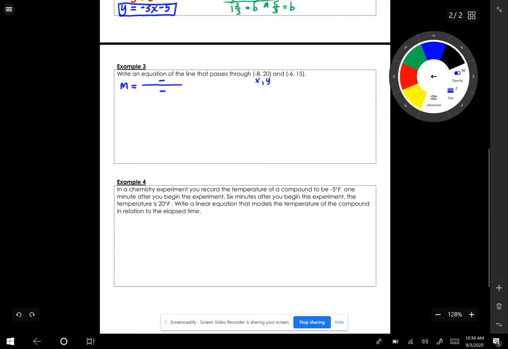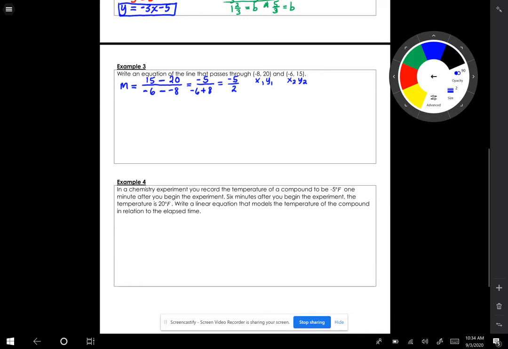So x1, y1, x2, y2. And you're going to put those numbers, y on top, so y2 is 15 minus y1 over x2, which is -6, minus x1, which is -8. That's -5 over -6 plus 8. That's -5 over 2. And again, do not change that to a mixed number. Leave it as a fraction.